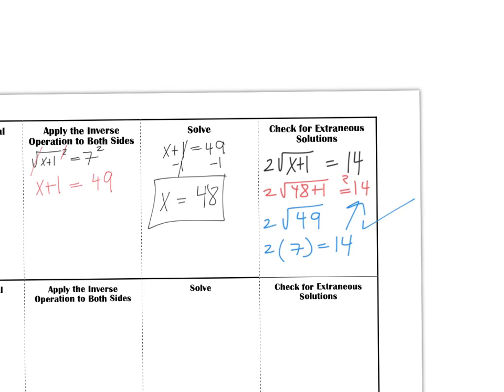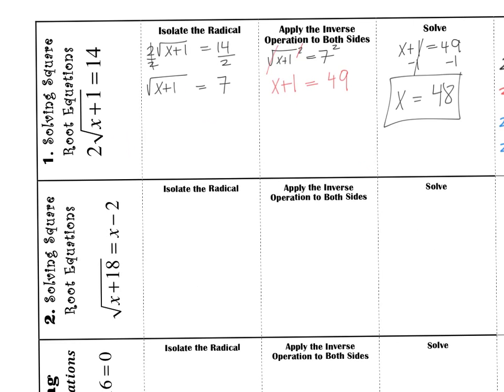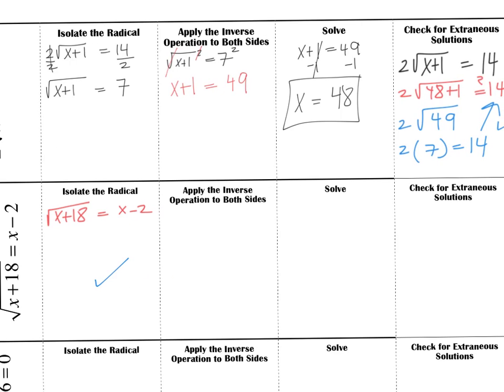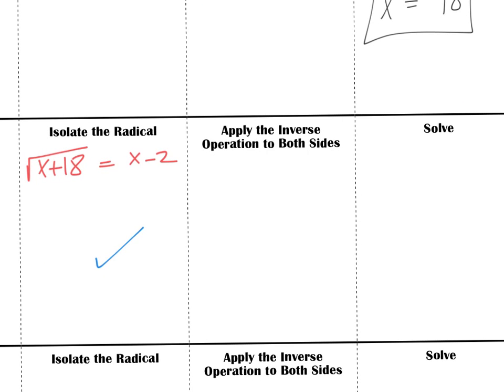Now remember, you have access to the calculator, so you can put this whole thing into your calculator, into your main screen, 2 square root of 48 plus 1. If you get 14, then you know that it's correct. Now let's move on to our next equation. Now, as you can see, the radical is isolated, so my first step is done. Now remember, to get rid of the radical, in this case this square root, you need to square both sides.